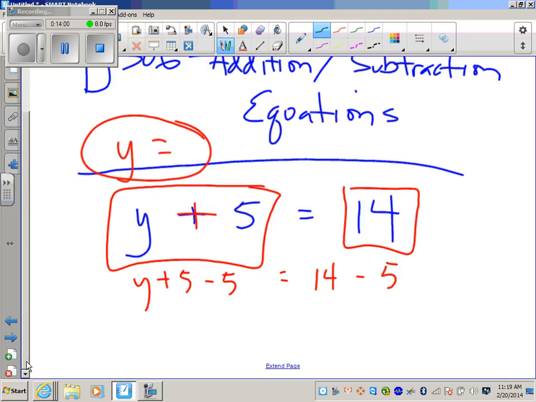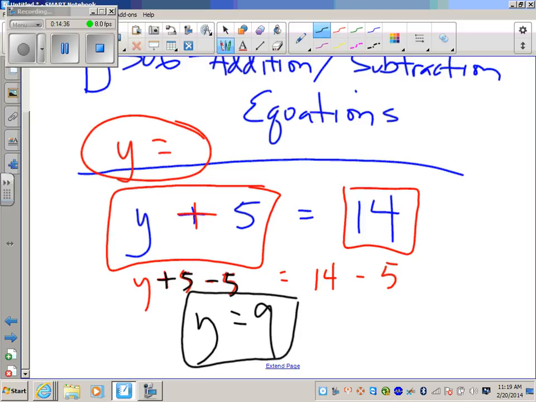So if I can solve part of this over here, what is a 5 minus a 5 equal to? 0. 5 minus 5 is 0. So y plus 0 is the same as saying just y. Now do I have the y equals I was looking for? What is then 14 minus 5? 9. How do I know for sure that 9 is my solution?